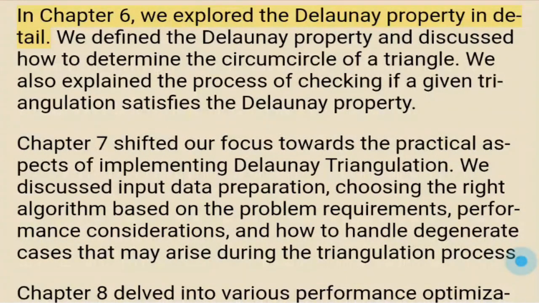In Chapter 6, we explored the Delaunay property in detail. We defined the Delaunay property and discussed how to determine the circumcircle of a triangle. We also explained the process of checking if a given triangulation satisfies the Delaunay property.